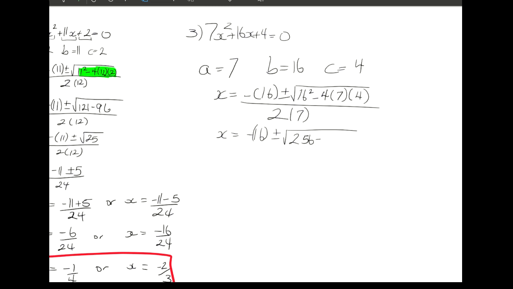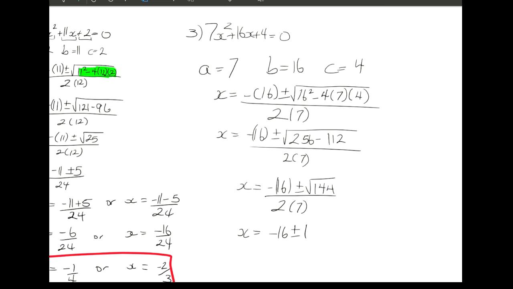4 times 7 is 28, times 4, you would get 112. Alright, and then you divide that by 2 by 7. 112 from 256, that is going to give you 144. 2 by 7. Now we can deal with everything else. This negative will make the 16 negative 16. The square root of 144 is 12, and 2 sevens are 14.